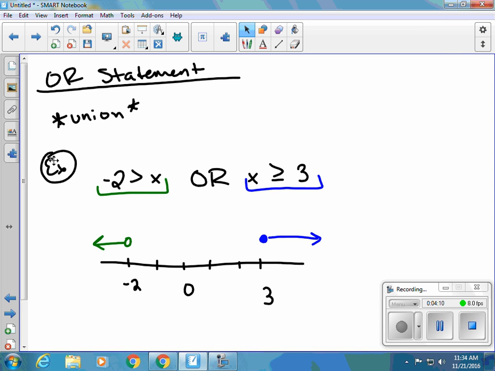So notice here, in an and statement the arrows are pointing towards each other, and in an or statement, they're pointing away from each other. I will say this, that with a union, you can have them pointing in both directions, but it is an intersection if they're pointing towards each other.